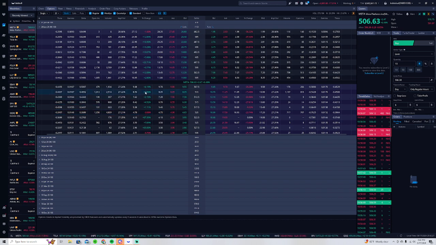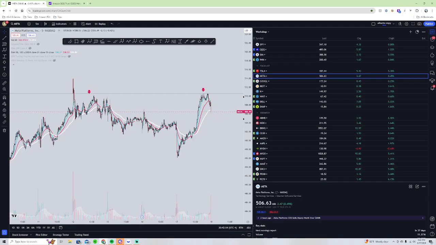So I'd probably stick with the 510s or the 512s if you want, because those ones were green. 515 even maybe, because it was up 4%. So I'd probably stick with that. If you see that the premiums are down like this, for example, it's probably because it's too far out of the money. So I probably wouldn't touch that one. But yeah, 510 would be my call on that.